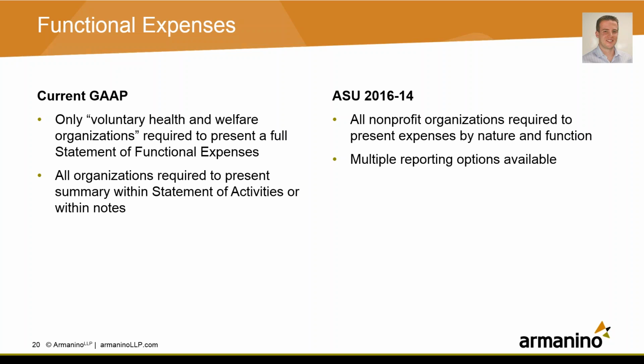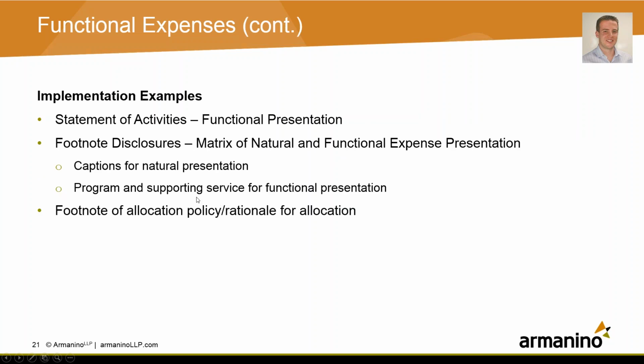So that's nature versus function, which would be your program expenses and your supporting services, your G&A and your fundraising. So under the new standard, all not-for-profit organizations are required to present both by nature and function. And I think the important thing here as well is that you're required to do it in the same place. So when I mentioned I have clients that show by function on the statement of activities and by nature in the footnotes, that under the new standard would no longer be in compliance with this, because they do have to be in the same place.